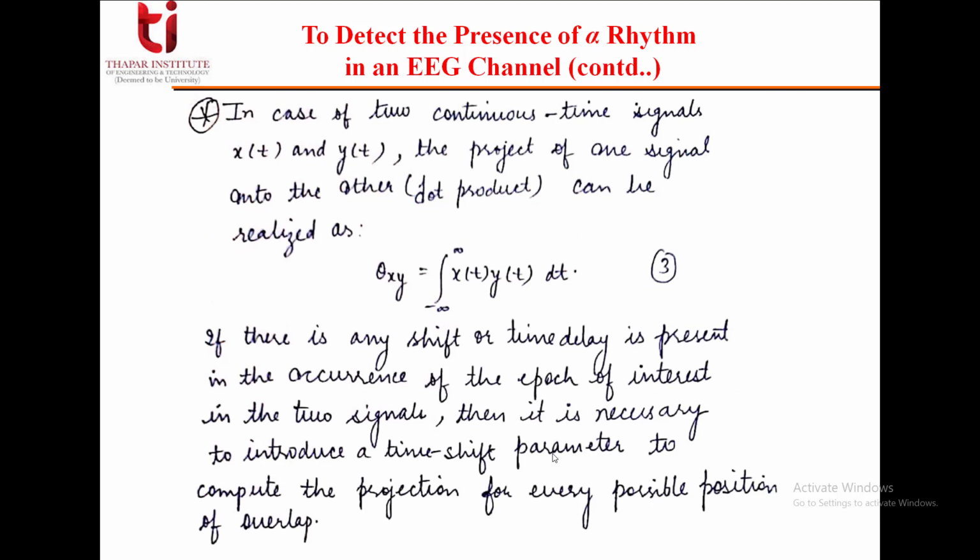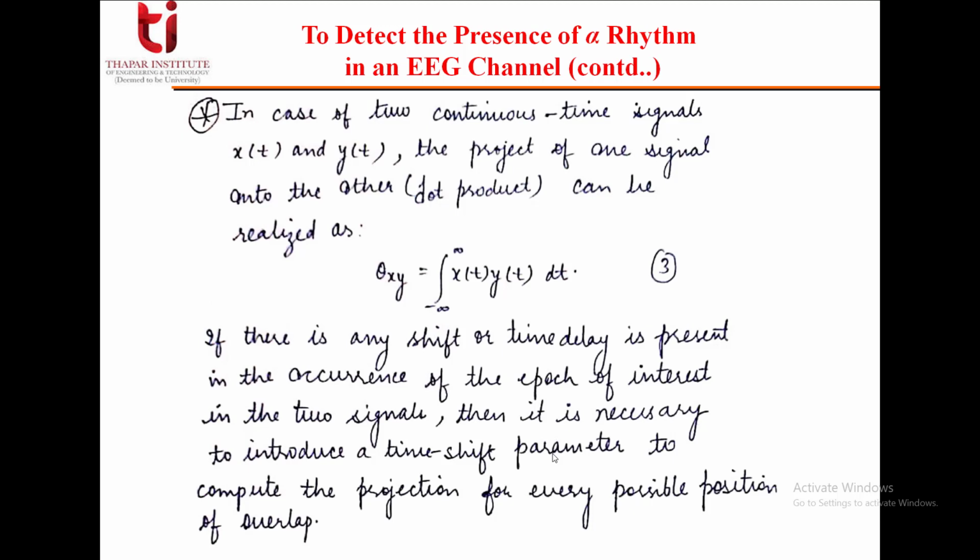Now in case of two continuous time signals, like suppose x(t) and y(t), the projection of one signal onto the other, that is again the dot product, can be realized. You can see in equation number 3, instead of summation you will have integration running from minus infinity to plus infinity, and this is represented as theta xy.